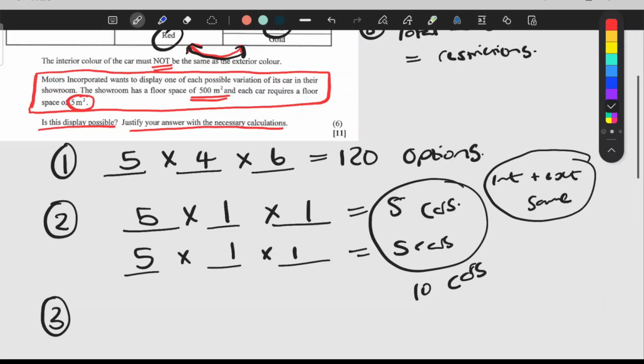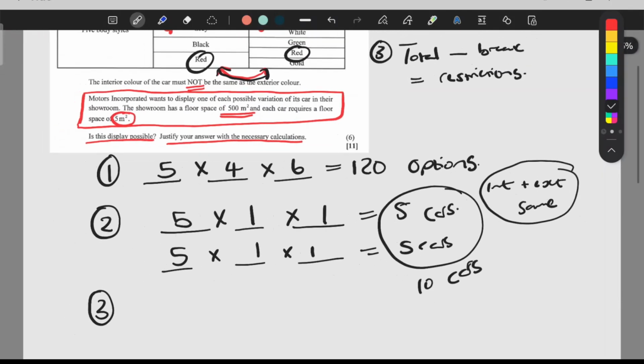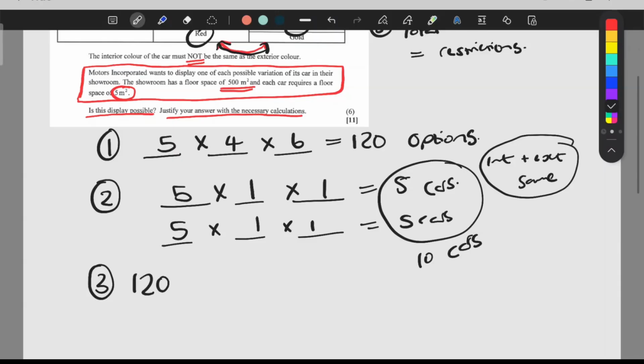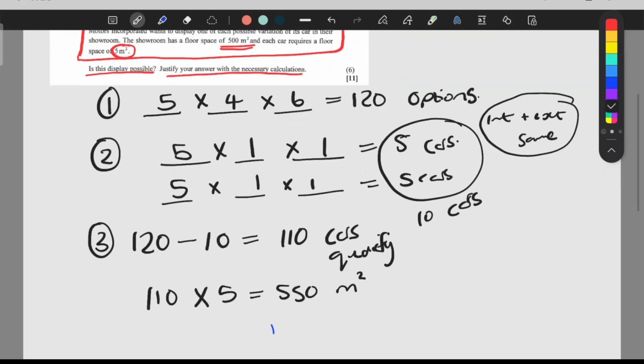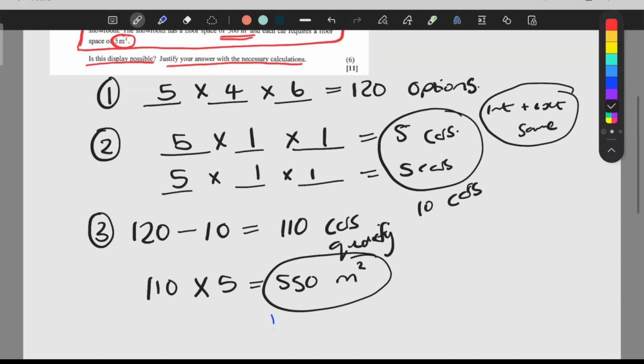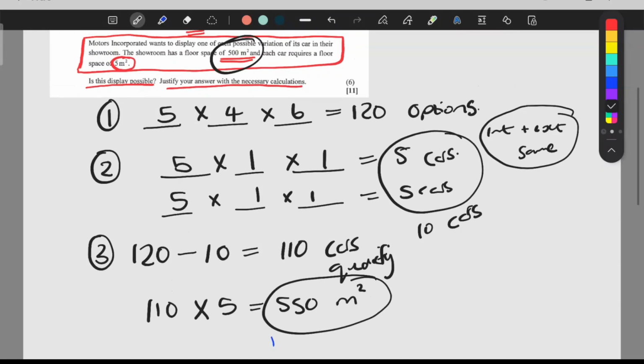So the total number of cars that can be used in the showroom without breaking the rule is the total number of cars minus the ones that will break the rule. 110 cars qualify. Each car takes a space of 5 square meters, so times 5. This is 550 square meters. But this is more than the 500 square meters that is available.